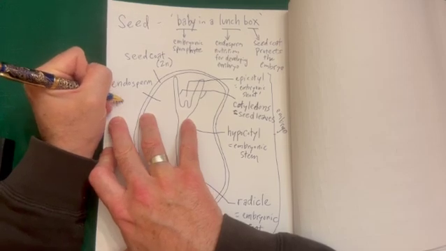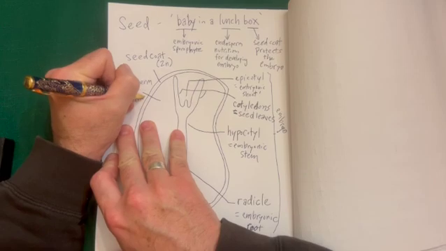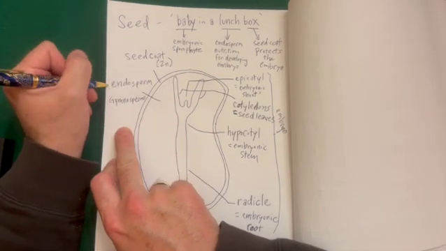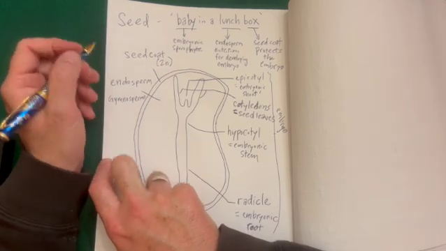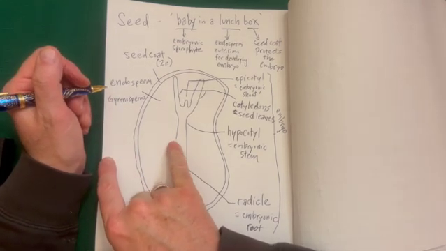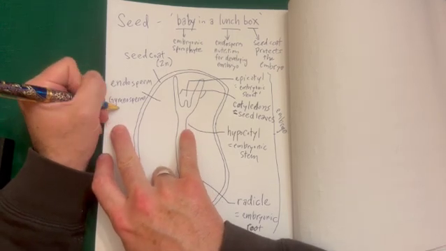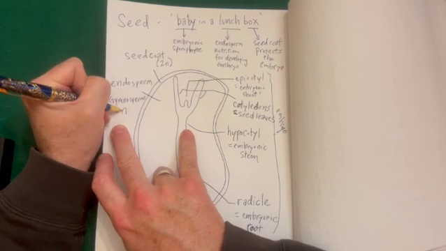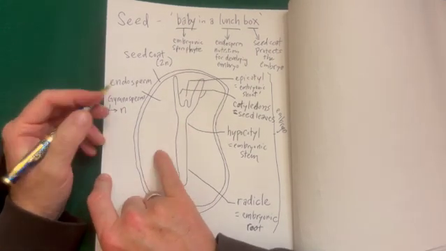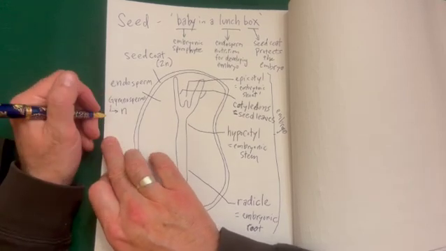Okay, so a note about the endosperm. In gymnosperms, the endosperm is made up of what is left of the megagametophyte plus the sporangium. So that megagametophyte is haploid. So the endosperm is haploid, plus a little bit of diploid tissue in there as well.